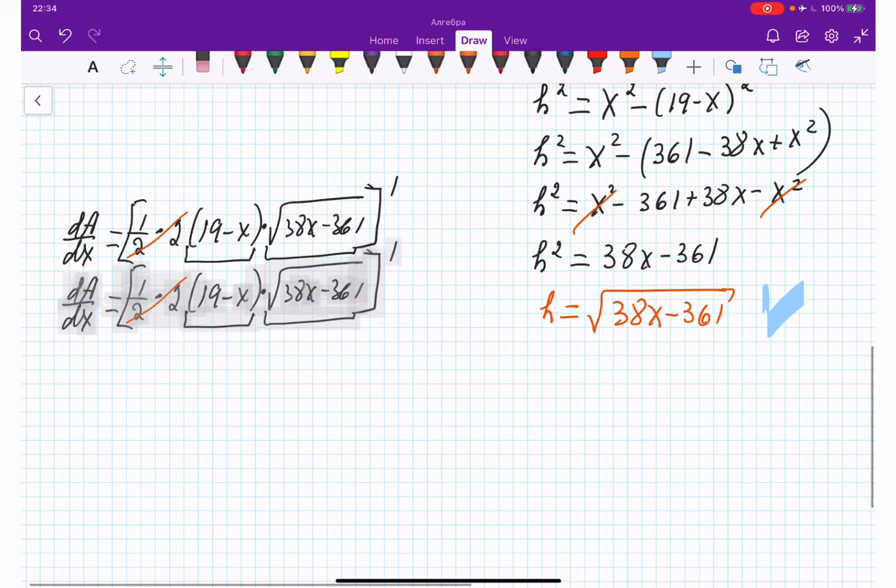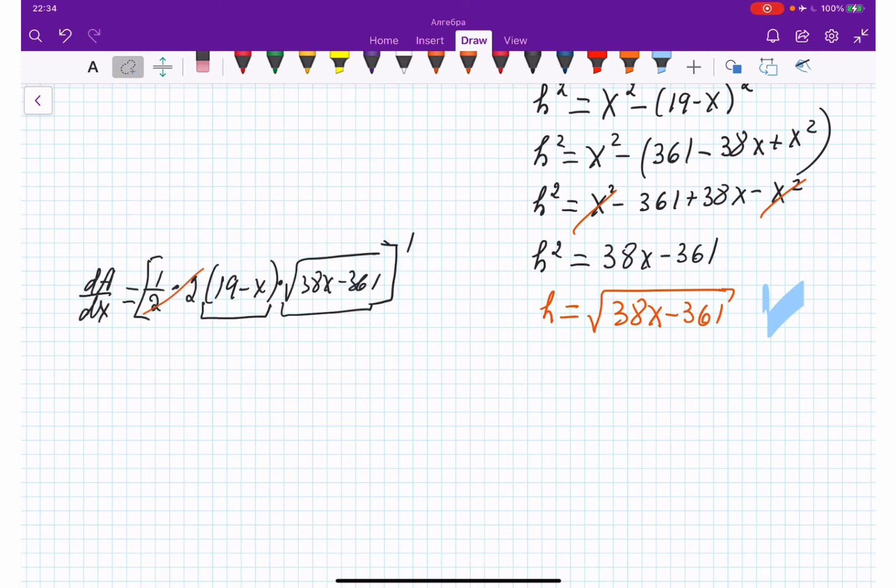Okay, we can start from here. To remind you the rule of the product for derivative: (uv)' is equal to u'v plus v'u. Our u is going to be 19 minus x, and our v is going to be square root of 38x minus 361.